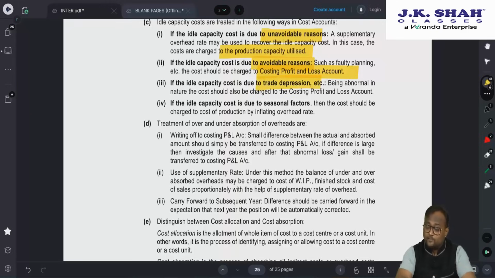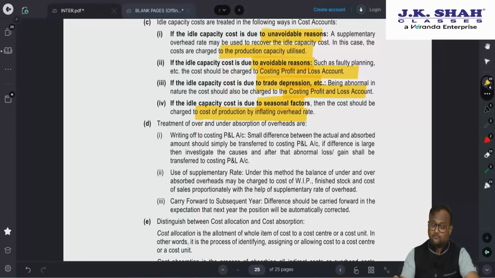If it is due to trade depreciation and all, again it is abnormal. It is transferred to costing P&L. And if it is due to seasonal factors, it will be charged to cost of production by inflating the overhead rate. Seasonal means what? Ultimately, you will also have the benefit of season. Your competitor will also have the benefit of season. Like if you consider the Mumbai to Goa bus route, all bus services increase their bus fare. So ultimately it is charged to the customer only through overheads. You understood this?